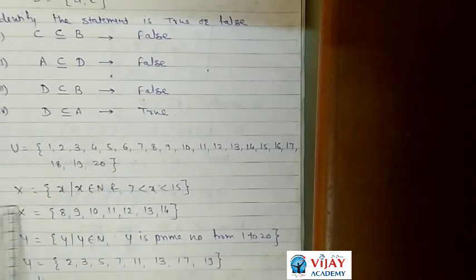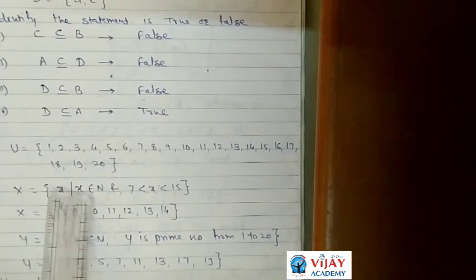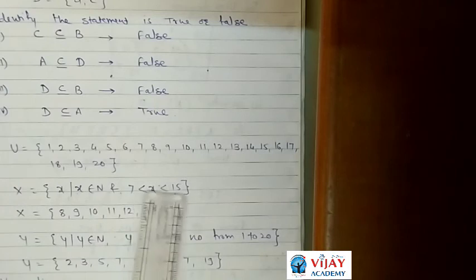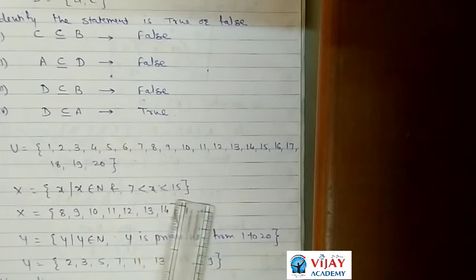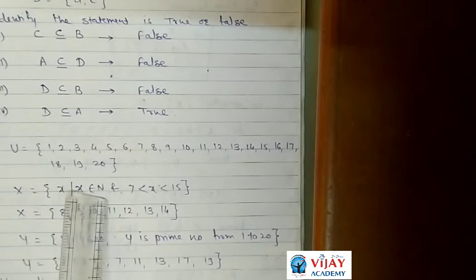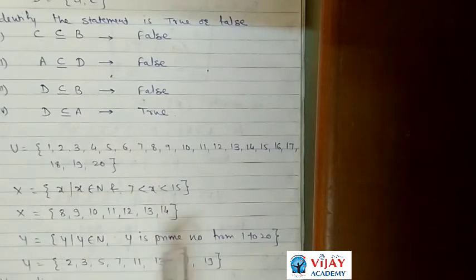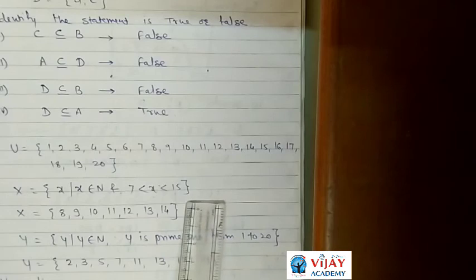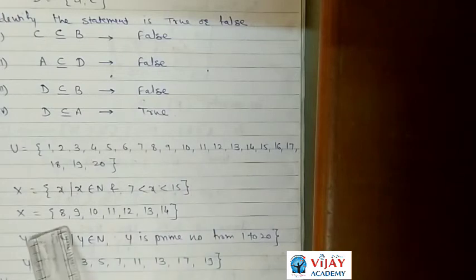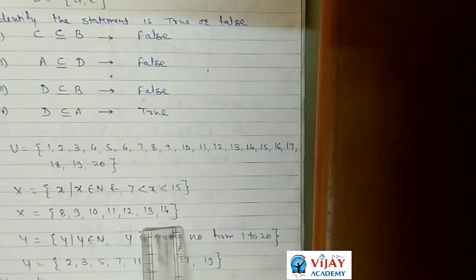X is a set you have been given. X is an element such that X belongs to natural numbers and 7 is less than X is less than 15. In this case, the first condition is that X belongs to natural numbers, and the second one is 7 is less than X is less than 15. So X starts from 8 to 14. We get 8, 9, 10, 11, 12, 13, 14.